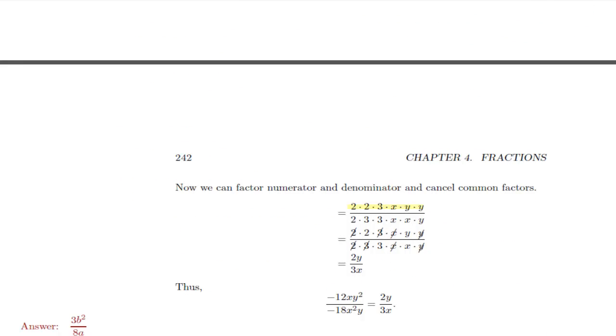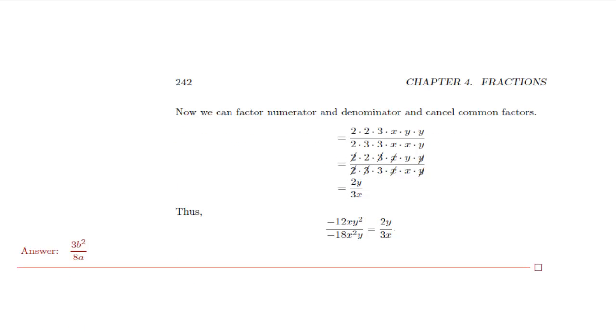So 12xy squared factors into 2 times 2 times 3 times x times 2 factors of y. And 18x squared y in the denominator factors into 2 times 3 times 3 times 2 factors of x times y. The numerator and denominator have a 2, 3, x and y in common, so we'll cancel those. And we're left with 2 times y in the numerator, 3 times x in the denominator, which simplifies to 2y over 3x. Thus, negative 12xy squared over negative 18x squared y equals 2y over 3x.